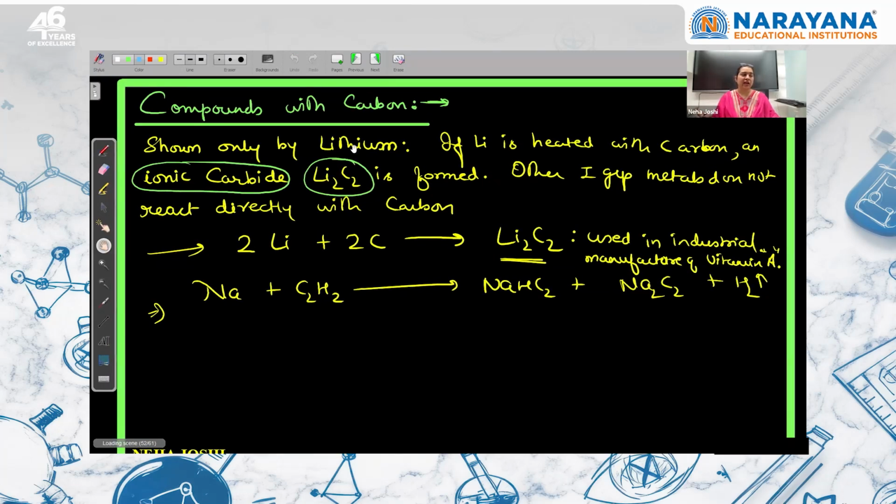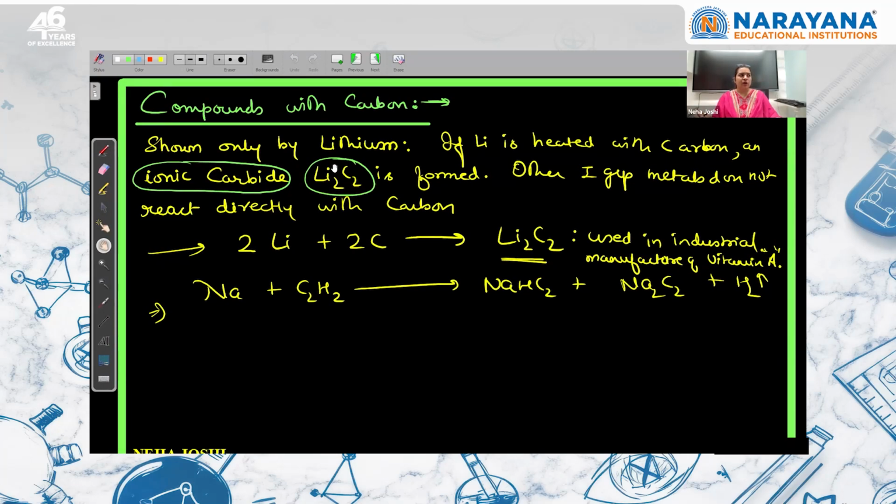Okay. Next is their reaction with carbon. Only lithium reacts with carbon forming carbides, which are ionic. And this is like the second group tendency. This is more like a calcium acetylide type behavior. So they also react. Other first group metals do not react like this directly with carbon. Yes, lithium does, though at high temperature, Li2C2, used in industrial manufacturing of vitamin A.